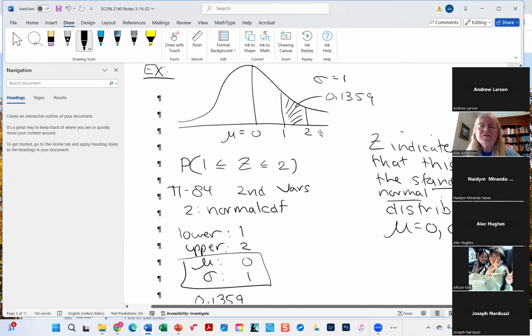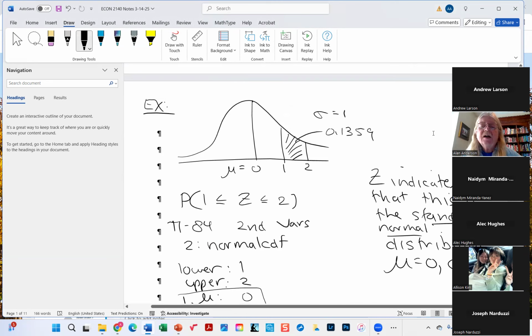Great. So this graph shows us what we're trying to accomplish. You can see that we're looking for the area between 1 and 2. And of course, with the uniform distribution, doing this was very simple. We were just calculating probabilities under a rectangle. Of course, that's not the case here. So instead, we have to use our calculators.